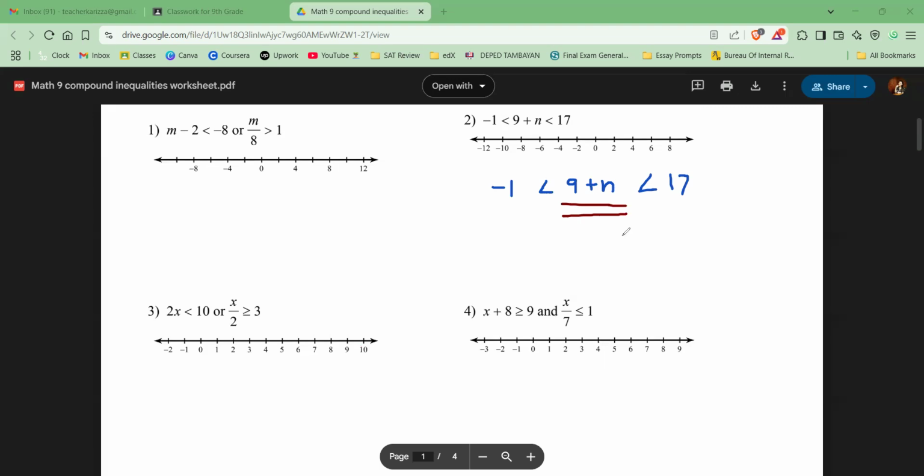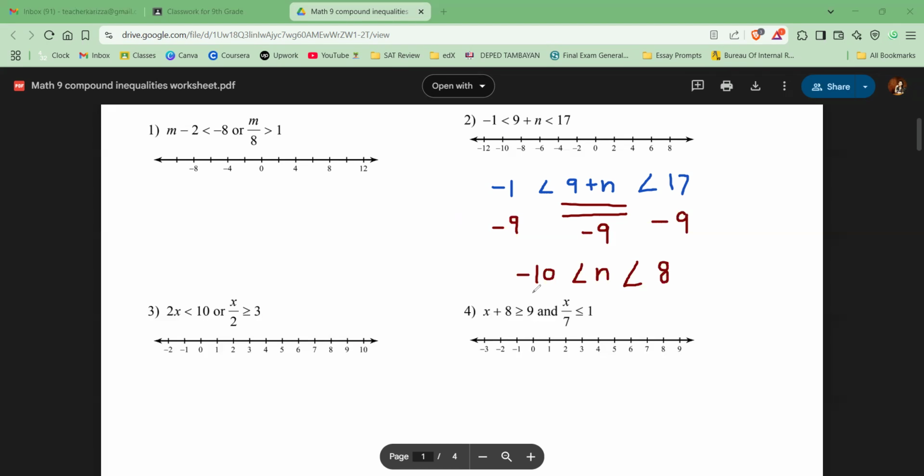We cancel out 9. Do we add or subtract 9? Subtract, right? So minus 9. If you minus 9 from the middle, you have to minus 9 from everything. From negative 1, it becomes negative 10. So negative 10 is less than n is less than what? It's less than 8. Is it 8? 8. Okay, so this is your answer.